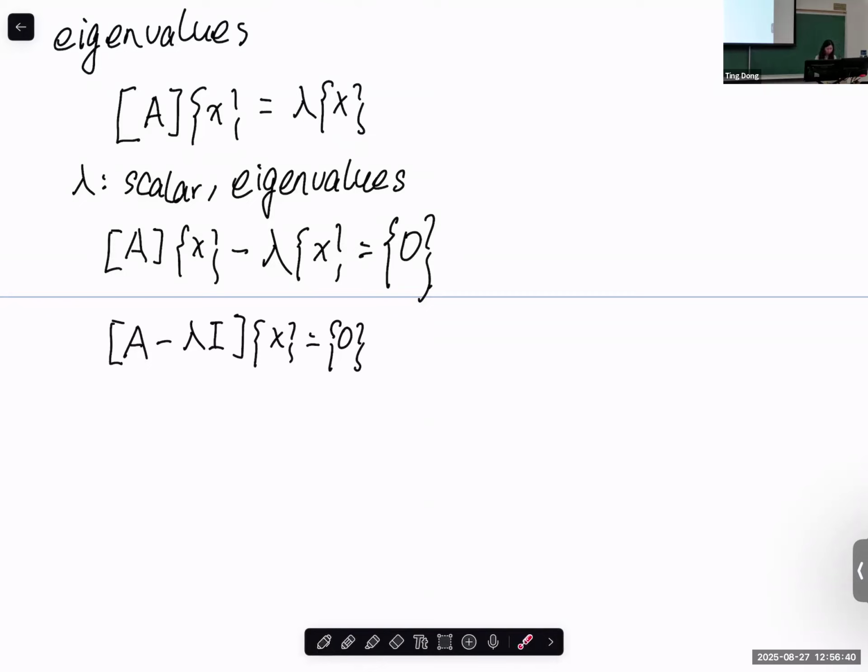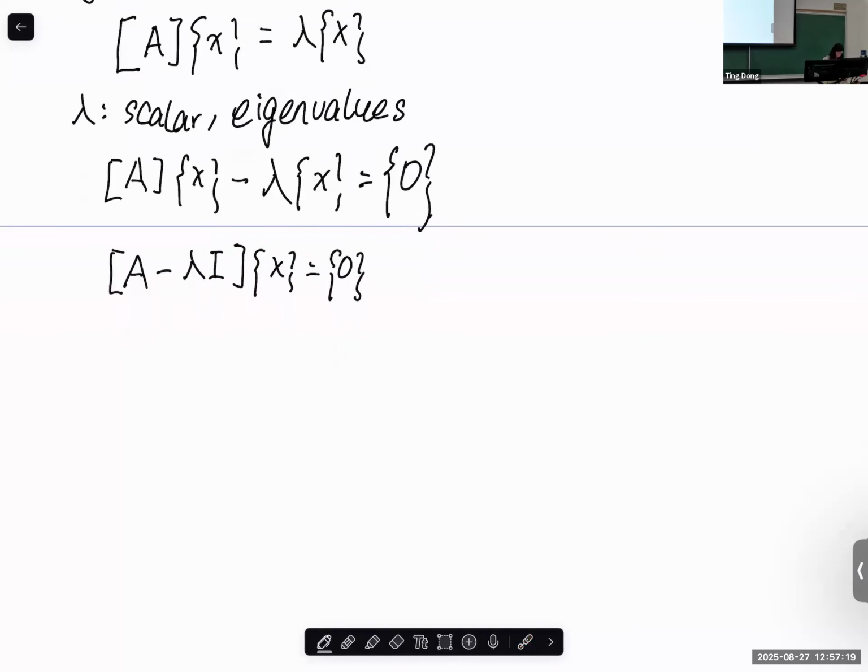And now you can see here, a matrix times a vector equal to 0 vector. Normally, let's say for FEA, it's the K matrix for your structure. This is the degree of freedom, and this is the 0 vector. So normally, this one cannot be 0. So if you want this product to become 0, we need to make sure that this one equals 0. And when we say equal to 0, it's the determinant of this matrix equal to 0. So this is how we solve the eigenvalue problem.